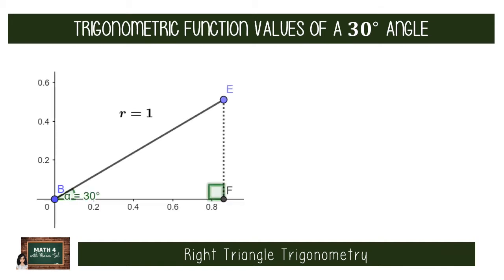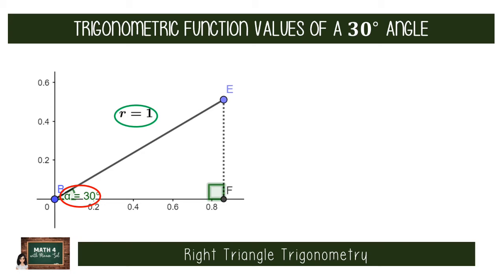Let's start with the 30-degree angle. Let's have this angle in standard position, and let's take an arbitrary radius r, 1. Since only r is given and we don't have the values for neither x nor y, will we be able to find the 6 trigonometric function values of 30 degrees?